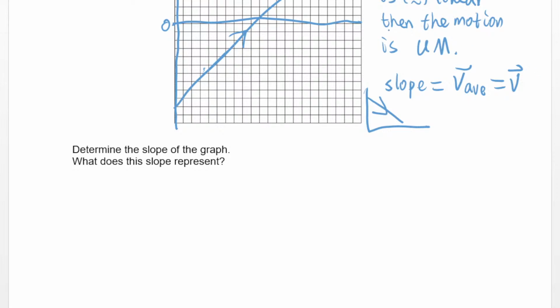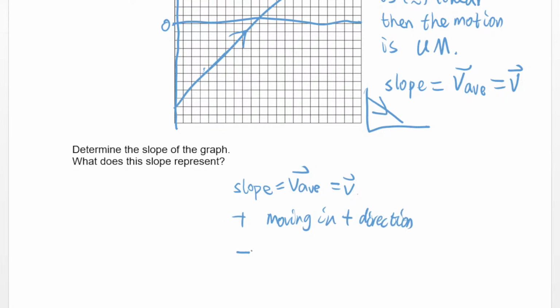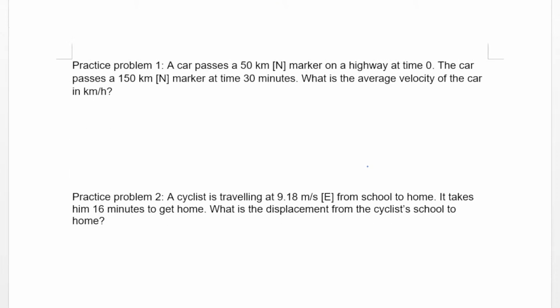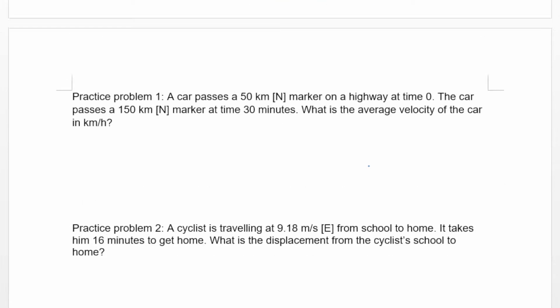So the slope, I'll write it down formally. I already wrote it down, actually, but I'm going to write it down again. Velocity. The slope is the velocity. Positive means moving in the positive direction. Negative means moving in the negative direction. Boom, there we go. And if you try these questions yourselves, then I will not go over any of them, this being a summary video.